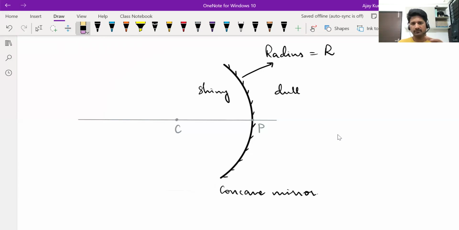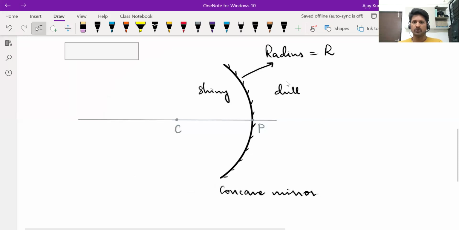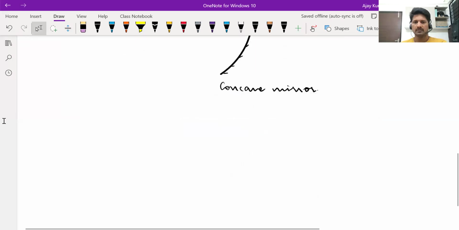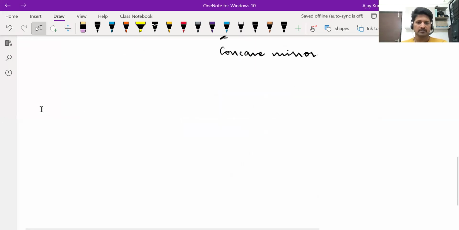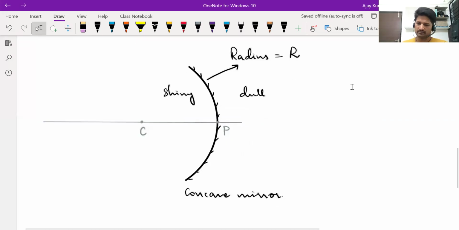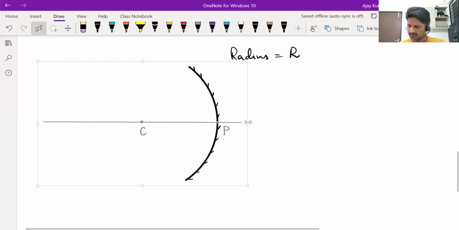Okay. Now what we are interested in is finding out what kind of images this mirror forms. If we put an object in front of it, where it forms the image, what will that image look like compared to the object? All those things. That is what we are interested in. So first thing we will derive is the relation between object distance and image distance. The relation between object distance and image distance for a mirror is what we call the mirror formula. Okay, so it's clear that this is a concave mirror. Let it be.